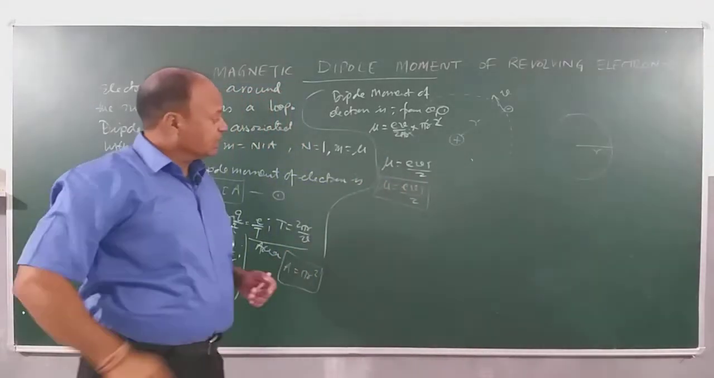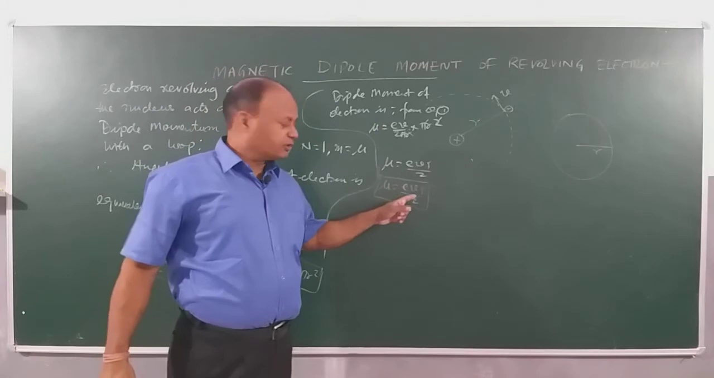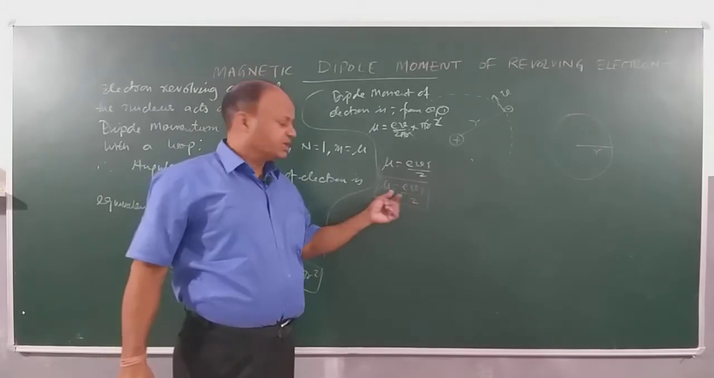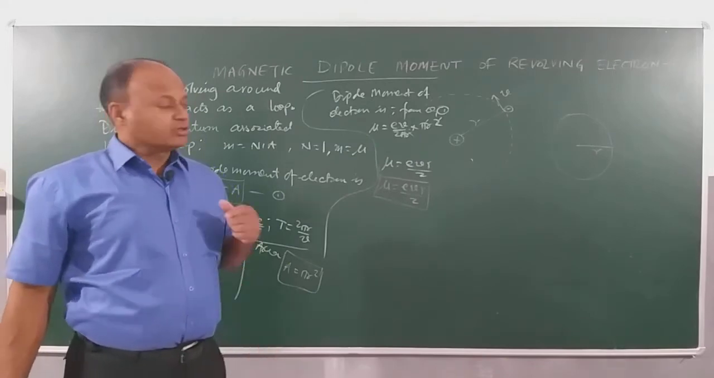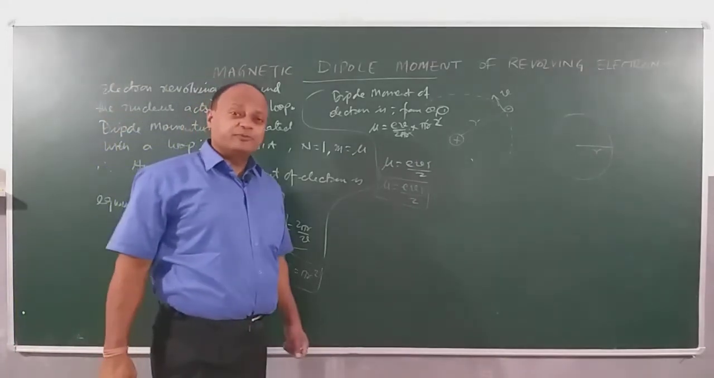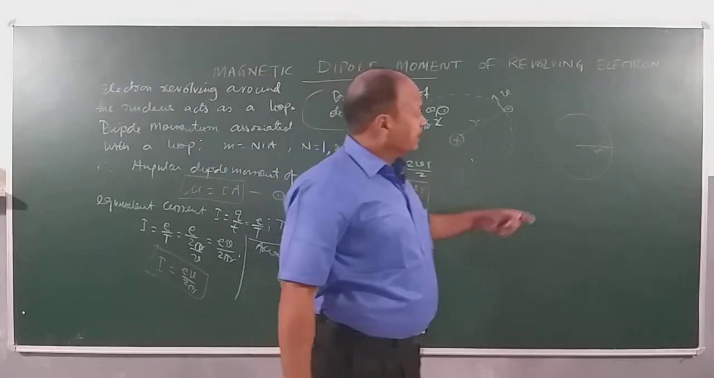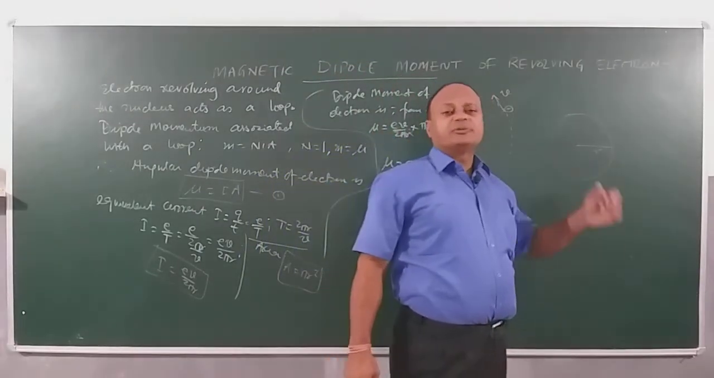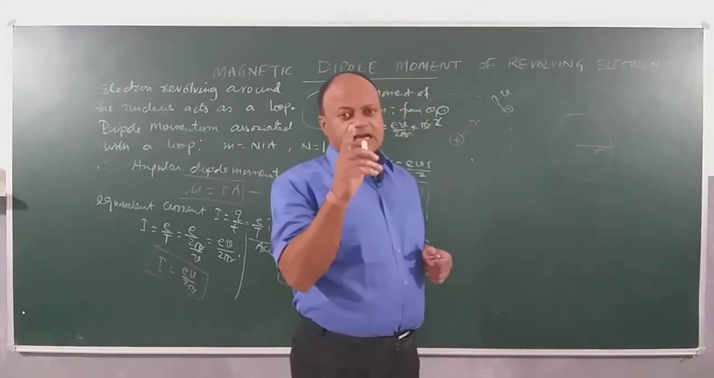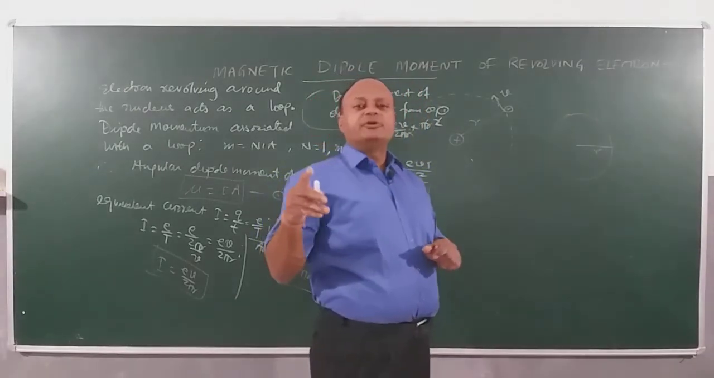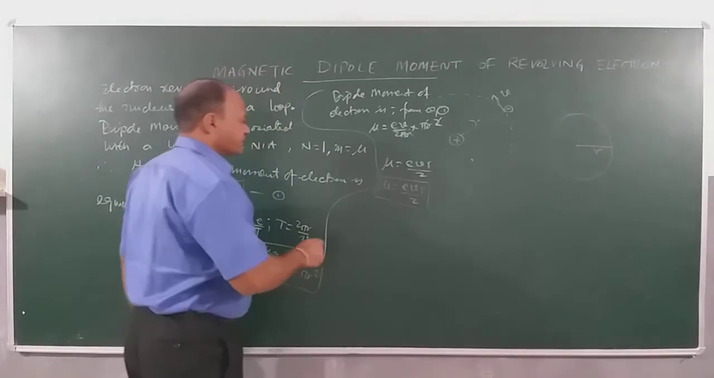So if you know the charge, if you know the velocity of the electron, if you know the radius, I can directly calculate how much is mu. Now children, if you study Bohr's model, then you have done that electrons can take only those orbits around the nucleus in which the angular momentum is quantized. Yes, angular momentum is L equals m into v into r.